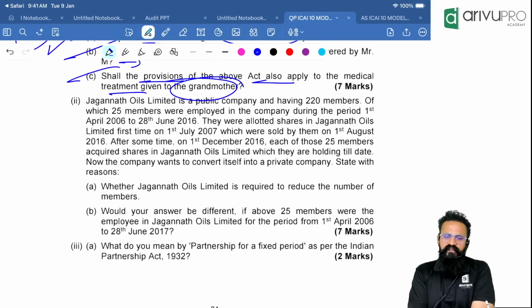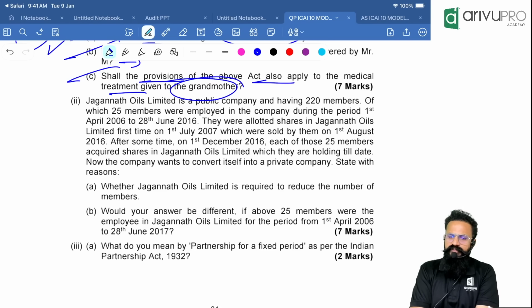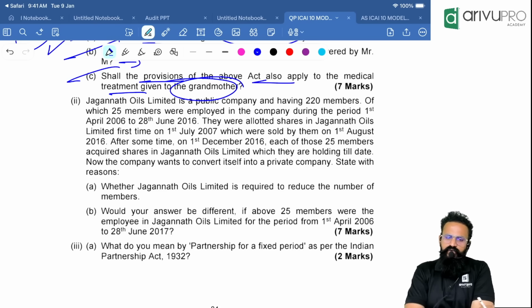Jagannath Oils Limited is a public company and having 220 members, of which 25 members were employed in the company during the period 1st April 2006 to 28th June 2016. They were allotted shares in Jagannath Oils Limited first time on 1st July 2007, which were sold by them on 1st August 2016. After some time, in December 2016, each of those 25 members acquired shares in Jagannath Oils Limited, which they are holding till date.